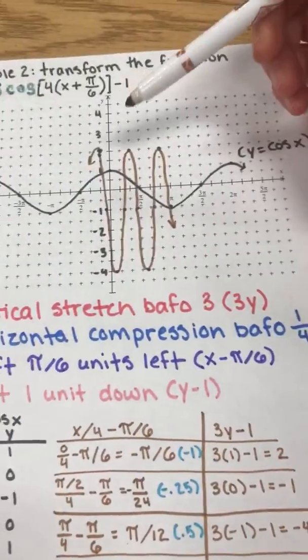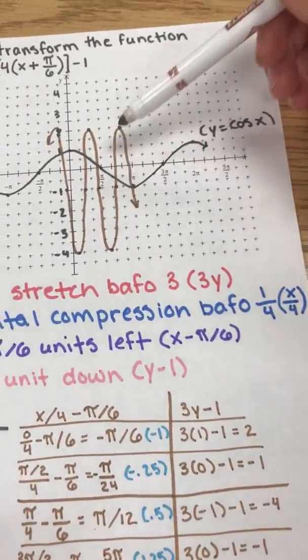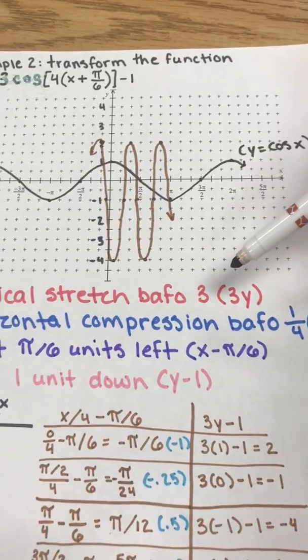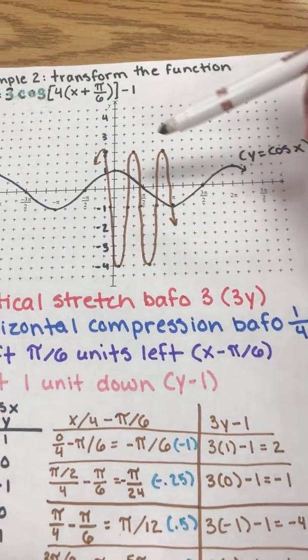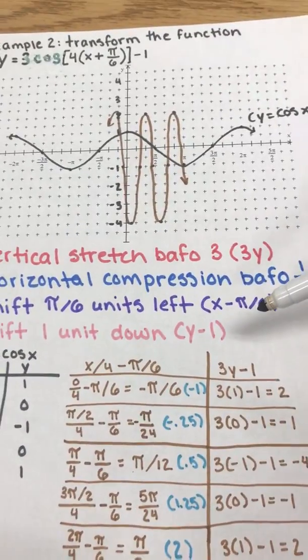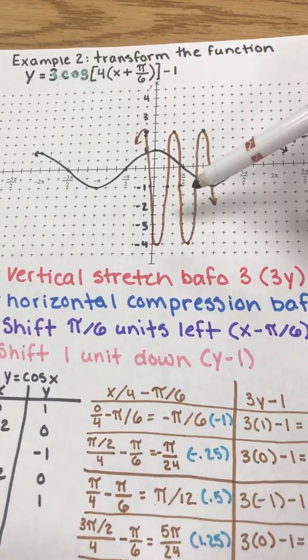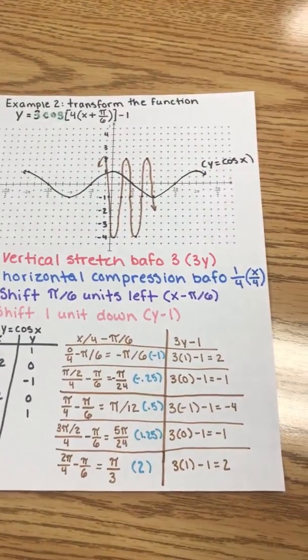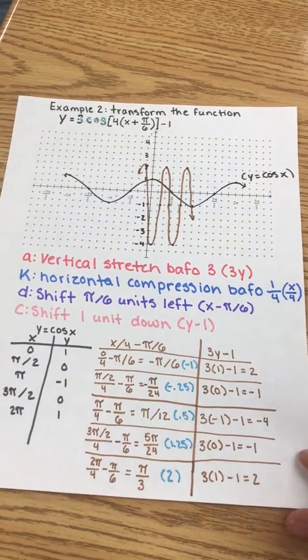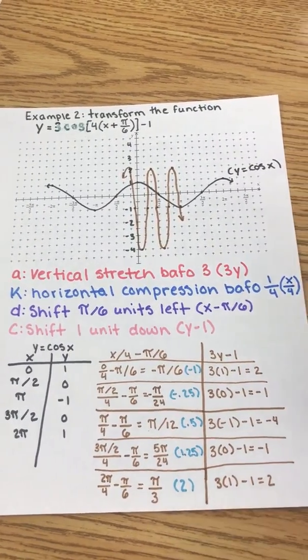There, as you can see, it's been compressed a lot by a factor of 4, so that makes sense. It's been stretched a lot by a factor of 3, that makes sense. It's been moved to the left pi over 6, and it's been moved 1 unit down, which we can tell because the midline has been moved down 1. So there you go. There's transforming a cosine and a sine function and all the different components to it.